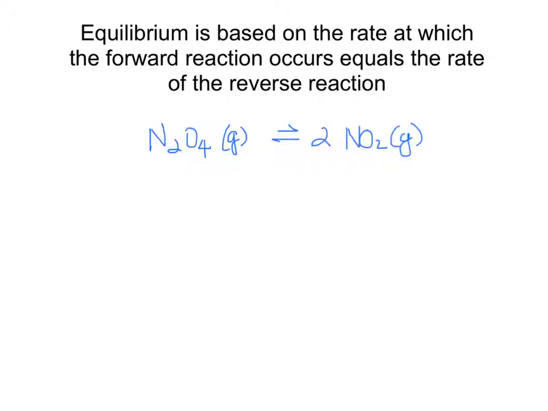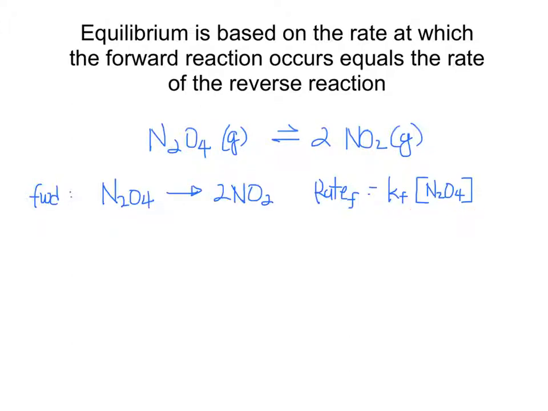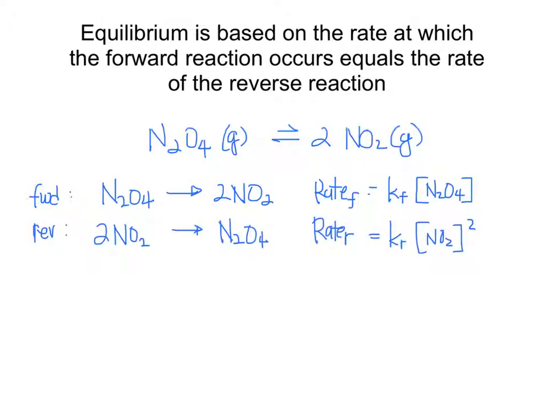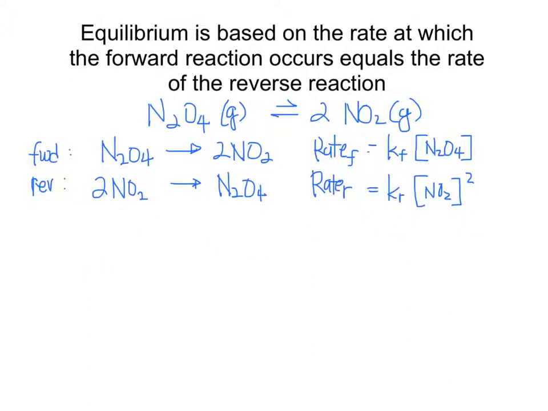So for example, in this reaction, the forward reaction's rate would be Kf times the concentration of N2O4. And the reverse reaction's rate is going to be Kr times the concentration of NO2 squared. Remember, at equilibrium, the rate of the forward is going to equal the rate of the reverse reaction.